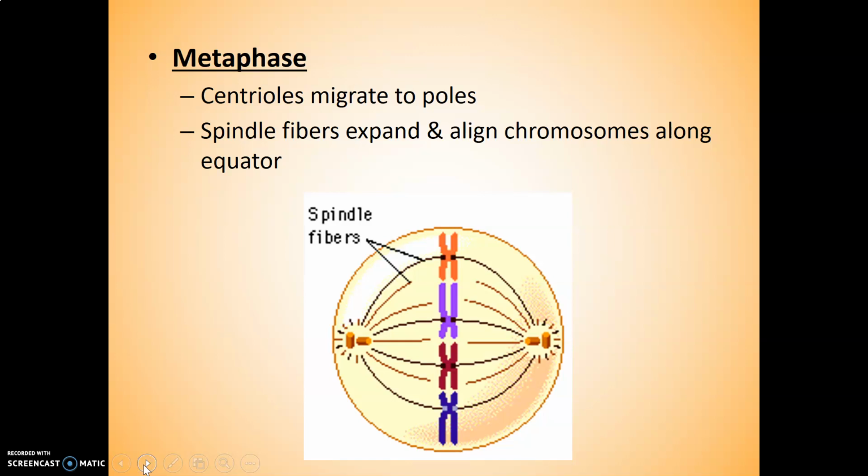Next part of mitosis is metaphase, and this is where your centrioles right here have migrated to each pole, okay, and the spindle fibers have spread out, and they are attached to the centromeres of the replicated chromosomes. And these spindle fibers are going to align your chromosomes right on the equator of the cell, and I like to say middle of the cell, M, middle for metaphase.